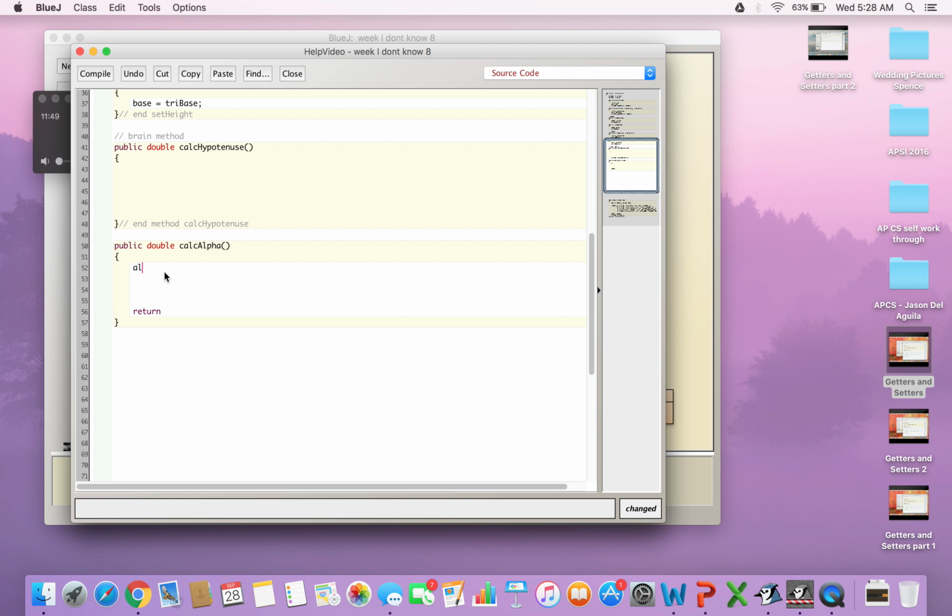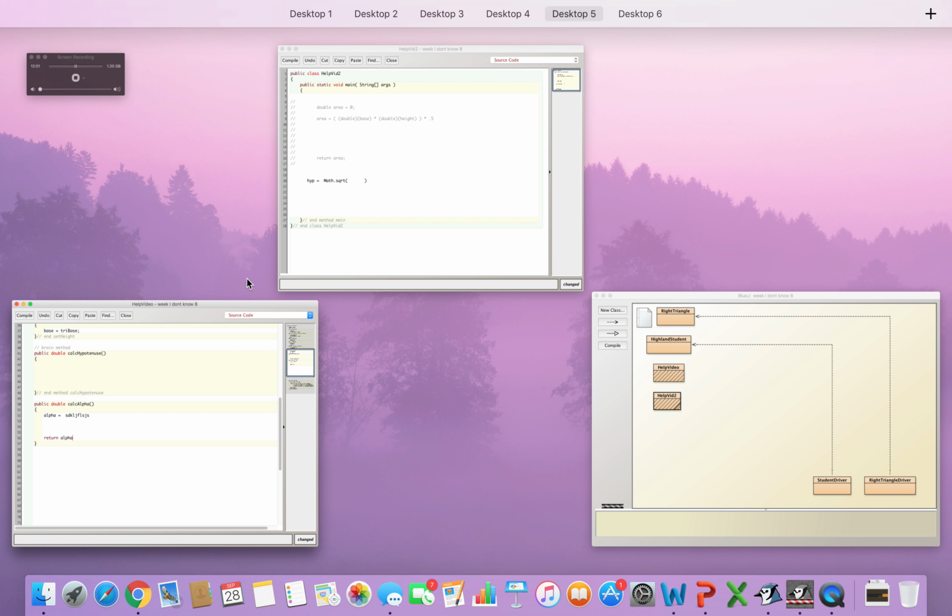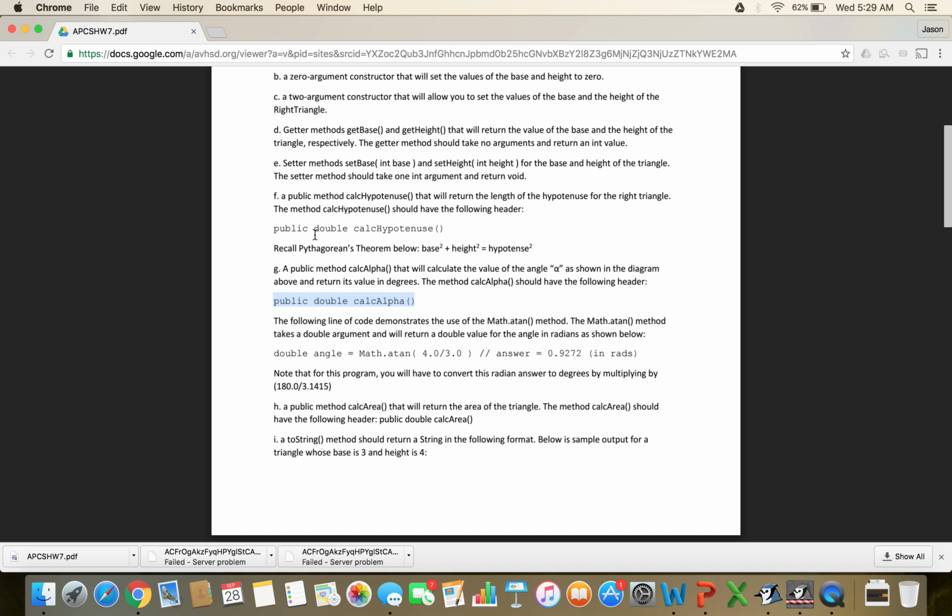So I guess you'd say alpha, angle alpha, or just alpha, and then you'd say gets, and then you do some calculations there, and then you will return alpha. Some people might be confused about this, but hopefully it'll be okay. So far, hopefully that is a little bit helpful.